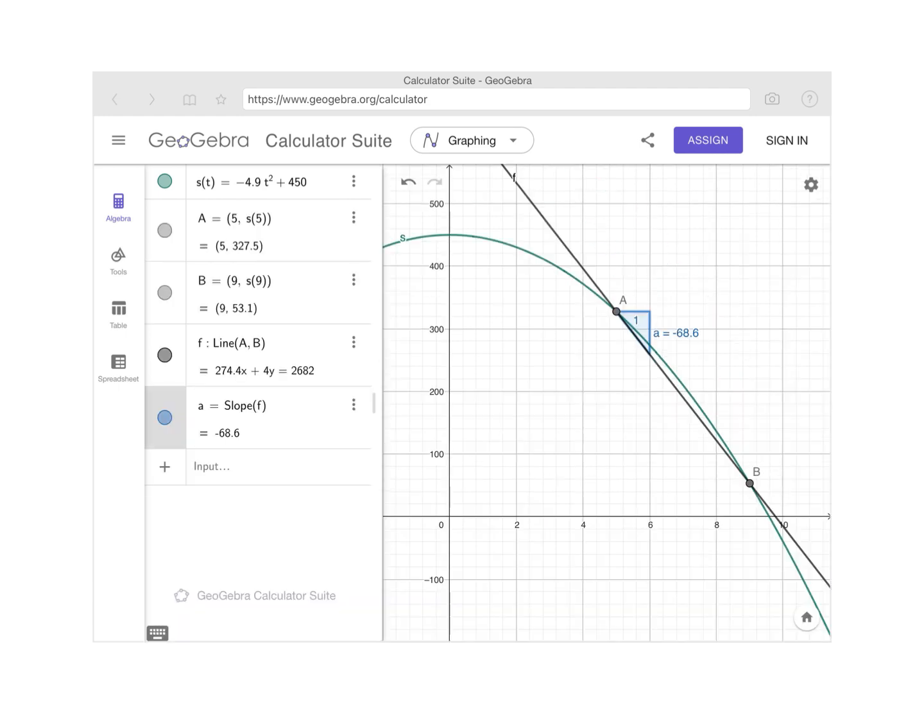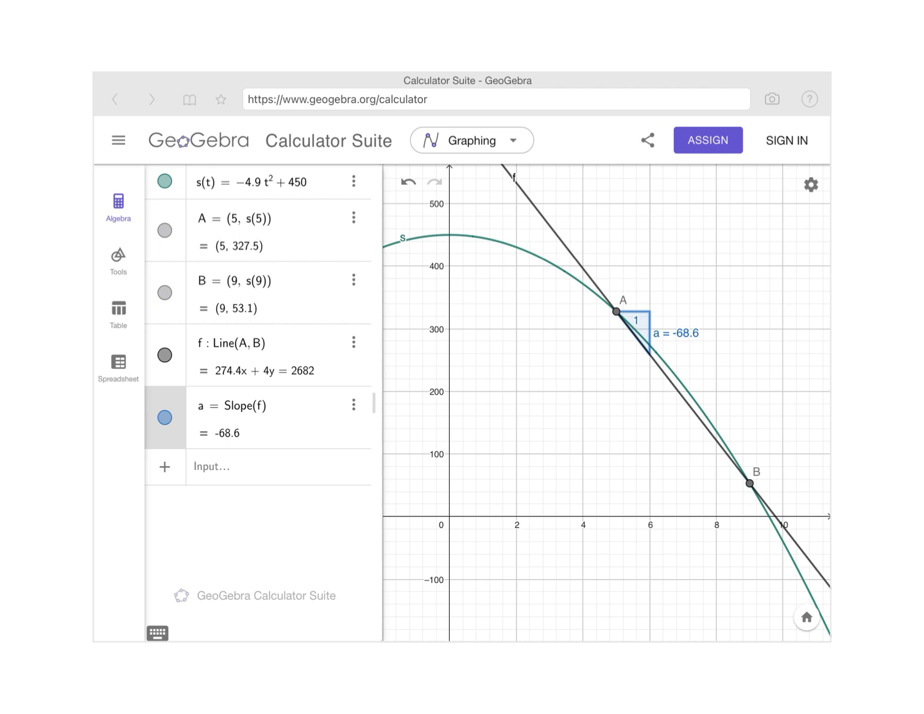Now you can see that I plotted the point (5, s(5)), which is (5, 327.5). That's this point right here. And then (9, s(9)), which is (9, 53.1). That's my B. I created a line to connect those two points. That's line f here. And then I had GeoGebra calculate its slope, negative 68.6.